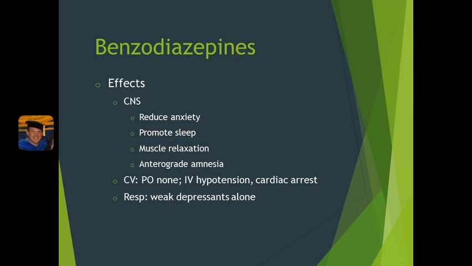Then under cardiovascular, if you take benzodiazepines by mouth, there's really no cardiovascular effect. However, when given IV, they can cause hypotension and potentially cardiac arrest, so they need to be administered relatively slowly. And then in respiratory, they are weak depressants by themselves, but they are strong depressants when given in combination with other central nervous system depressants.